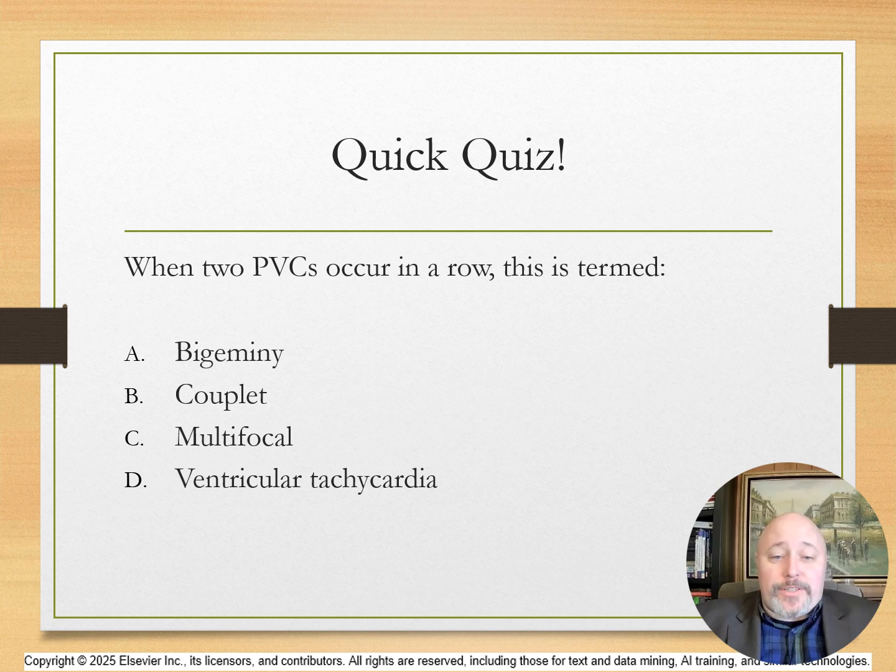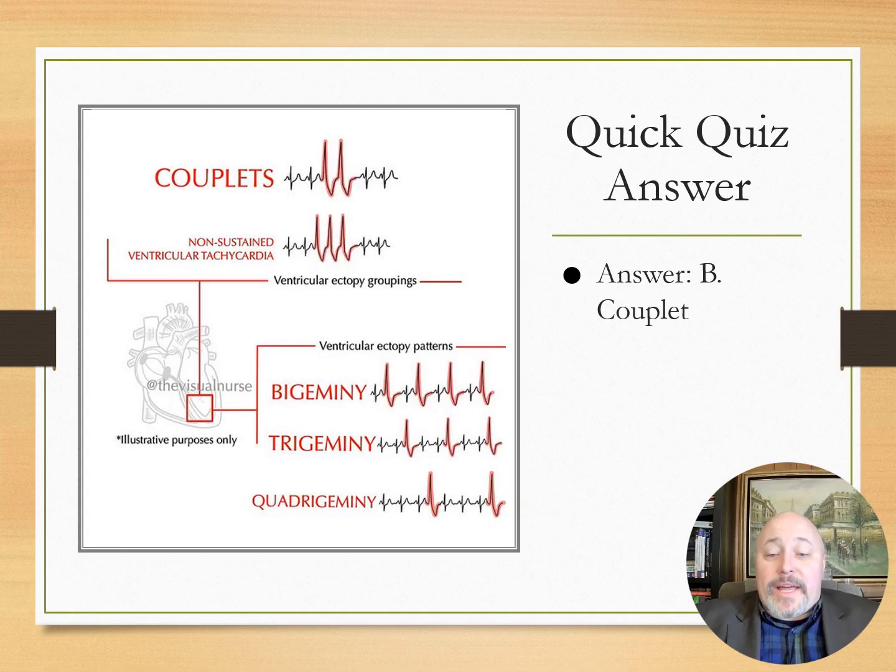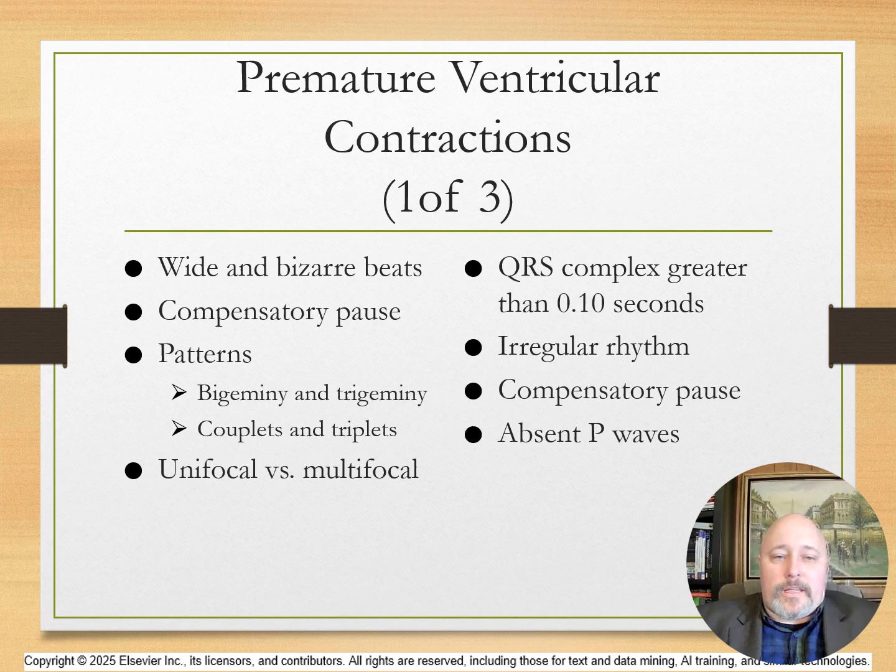Quick quiz. When two PVCs occur in a row, this is known as A, bigeminy, B, a couplet, C, multifocal, or D, ventricular tachycardia. And that answer is going to be B, a couplet. And as you can see in our diagram there on the left, a couplet is two premature beats in a row, whereas bigeminy would be that premature beat occurring at every other beat. A trigeminy would be occurring at every third, and a quadrigeminy occurring at every fourth.